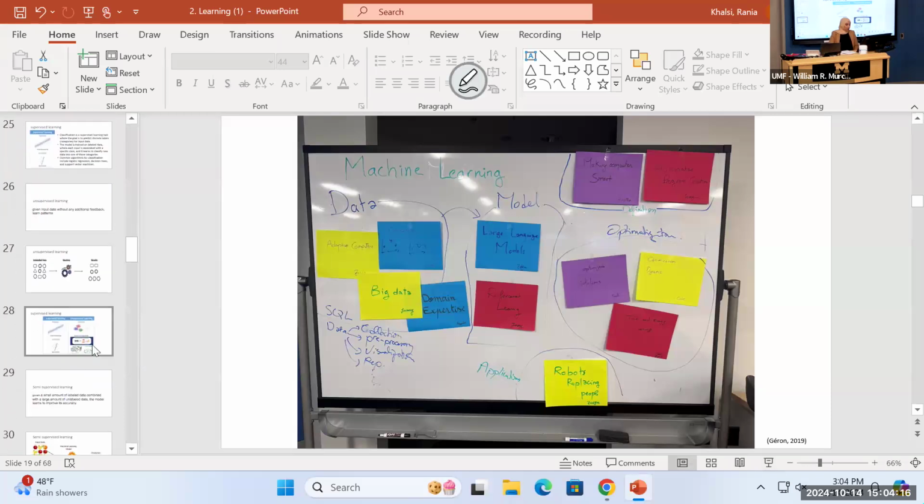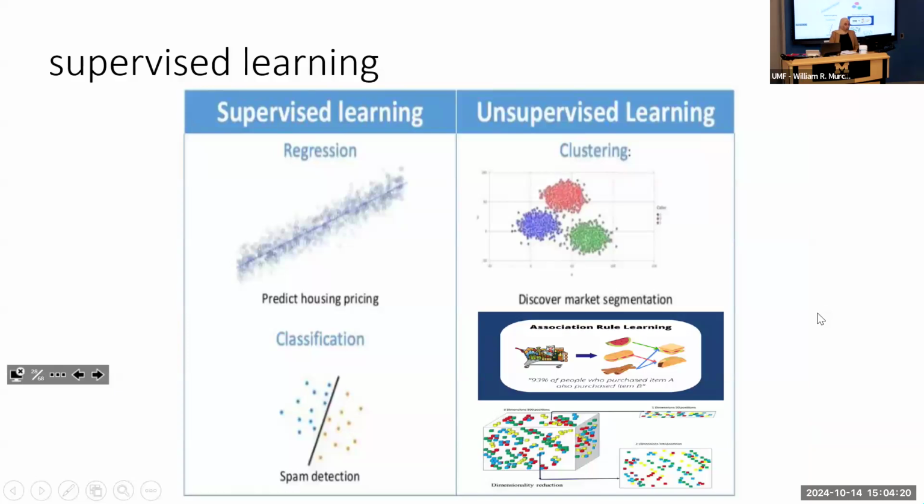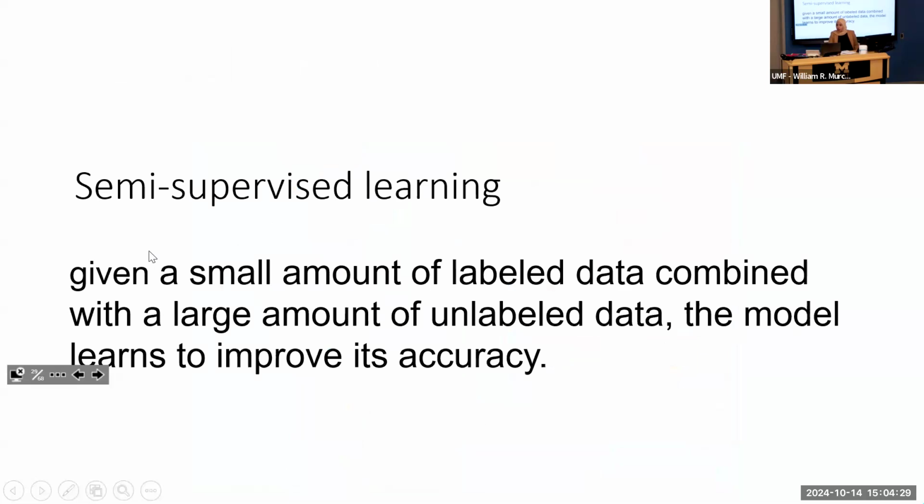So in this case, a real world application could be discovering market segments. And we are going to discuss this after some time. So this is for unsupervised learning.